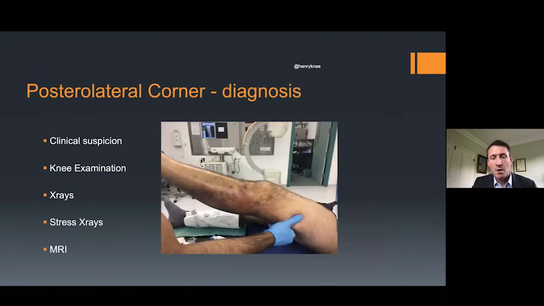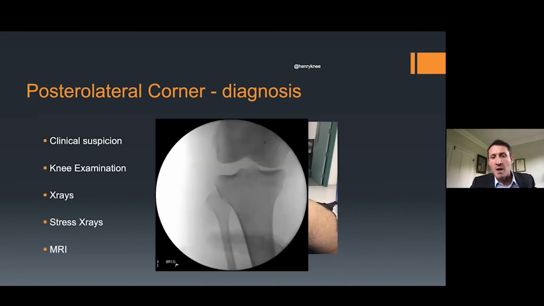This gets injured often as part of a multi-ligament injury. It will often go with the ACL and or the PCL, and the diagnosis is initially a good clinical examination. Patients often present in plasters or braces, and the good doctor, the good physio, will examine the patient without the brace on and have a really good look. And often you will see bleeding from the posterolateral side. So if there's a lot of bruising and bleeding on that side, you need to be very suspicious of posterolateral corner injury. X-rays can be very helpful, and particularly here you'll see a stress X-ray.